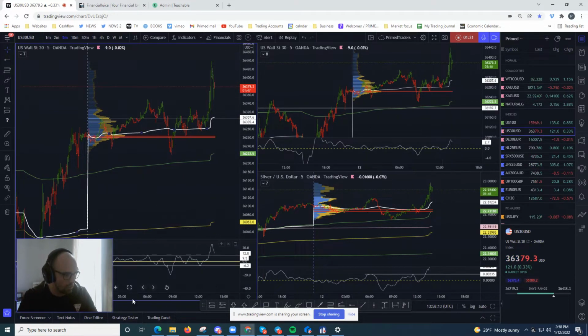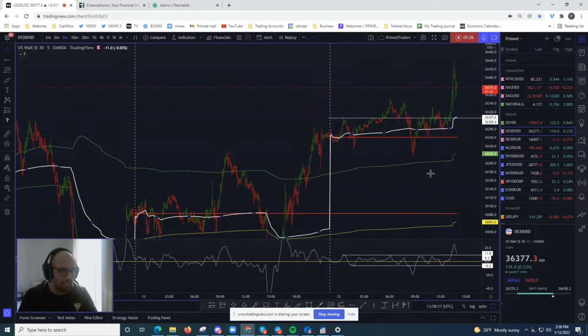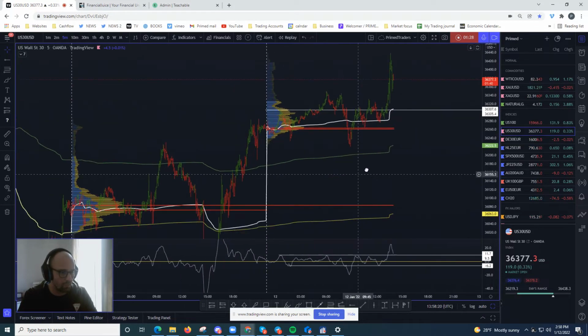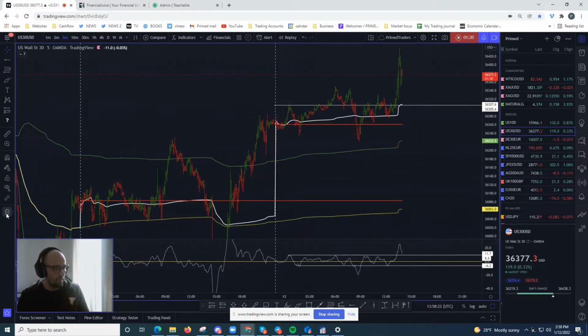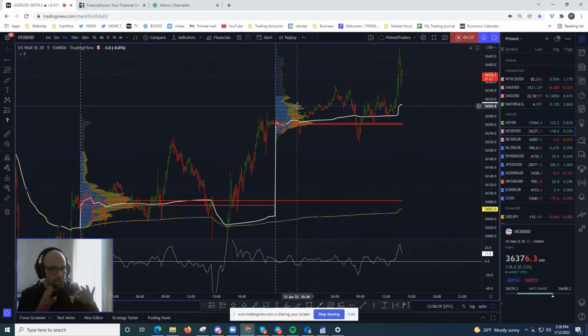Let's go over here. Let's open this up. I want to talk to you guys about the VWAP and the MACD, more specifically the way we use them. On the chart, you have the VWAP. I'm just going to remove the upper and lower bands. We don't need that. We have the VPSV.